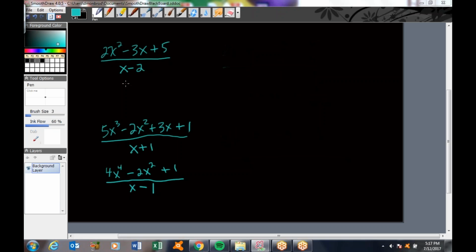It will not work if you have, for instance, a 3x minus 2, or a 2x plus 1, or a 5x minus 1. You can't use synthetic division without some other kind of modification that we're not going to go into. But if you see any problems like the first three, they can be done with synthetic division. So I'm going to show you how this works.